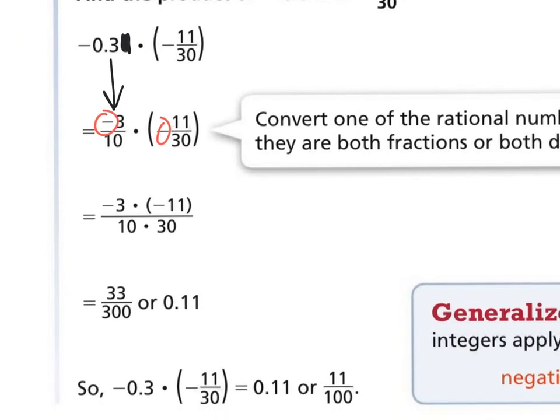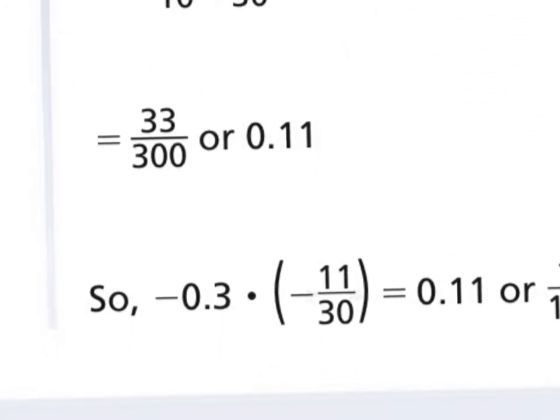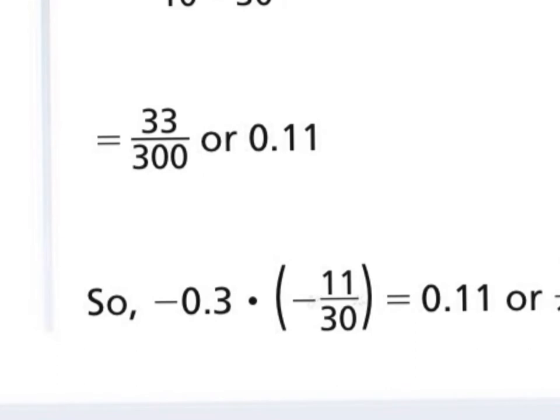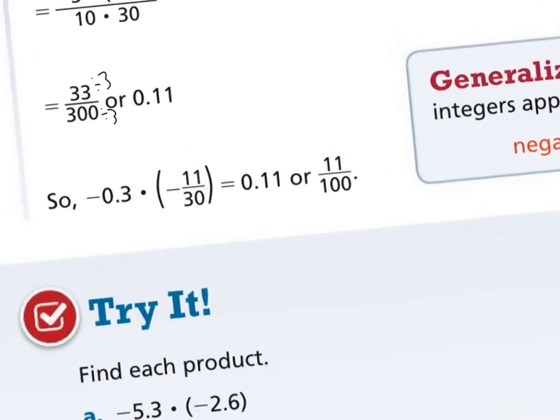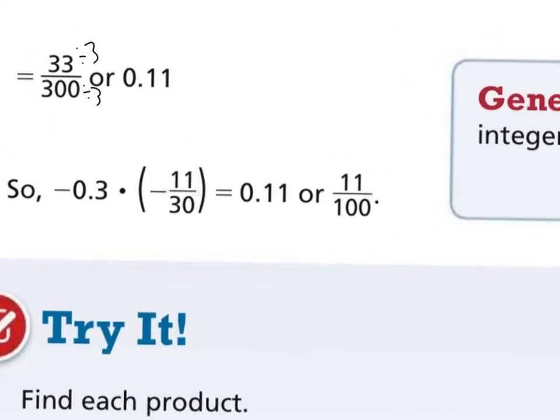So if we multiply, 11 times 3 is 33. 10 times 30 is 300. So we've got 33 over 300. Those can actually both be reduced by 3. And so that would be 11 over 100. And remember, this is going to be a positive, so 11/100ths. Probably we would have it written as a fraction at that point, 11/100ths.